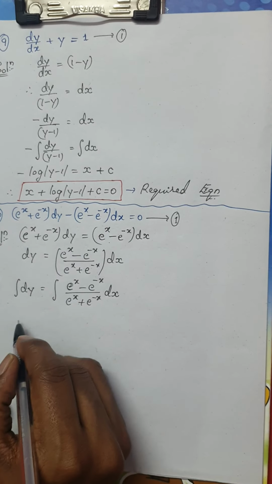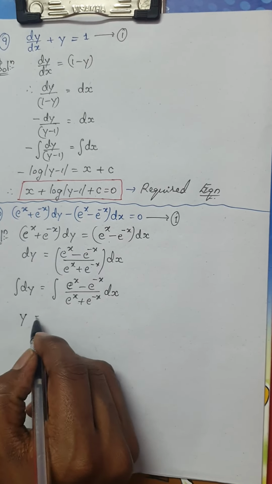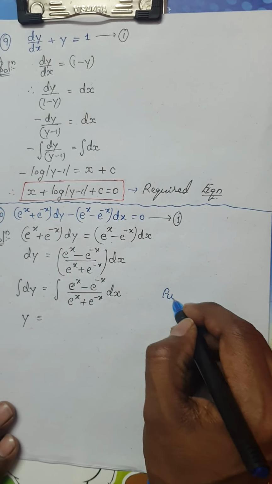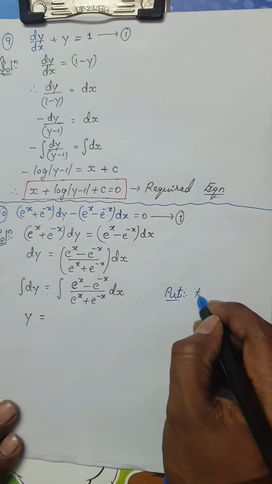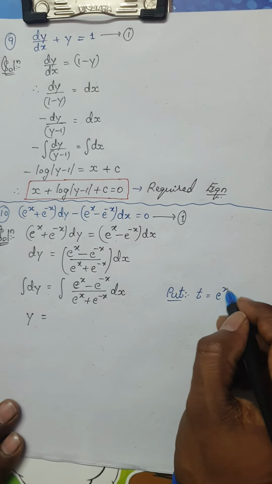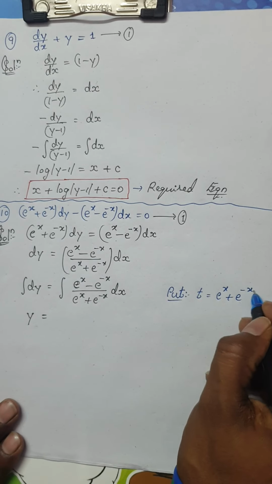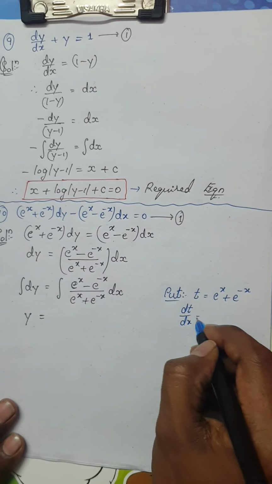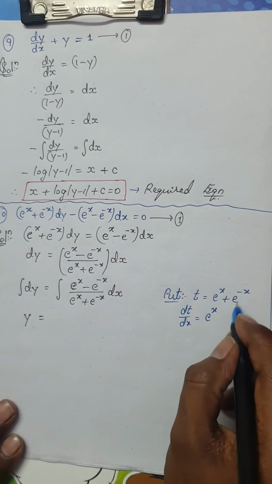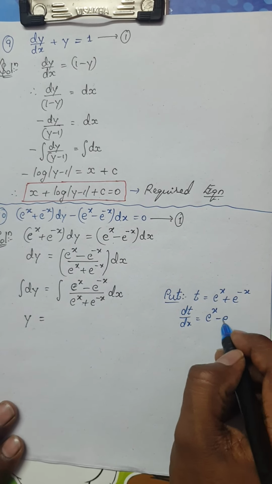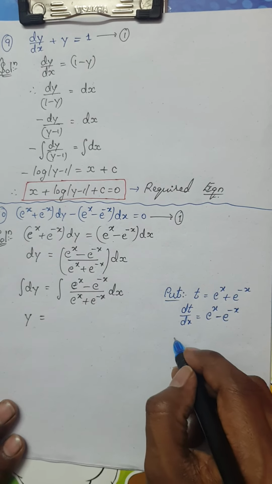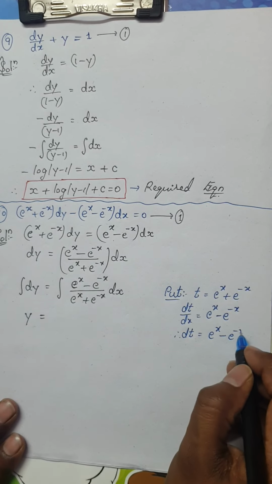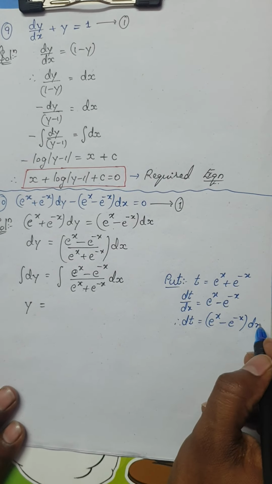Okay, right. So we know integral of dy is nothing but y. Let us not carry it further, but on the right hand side I'm going to make a substitution here. Let me put t as the denominator, which is e^x + e^(-x). See what happens. Differentiate this with respect to x. dt/dx would be the derivative of e^x, which is e^x itself, but the derivative of e^(-x) is minus e^(-x). Therefore, dt would be (e^x - e^(-x)) dx.